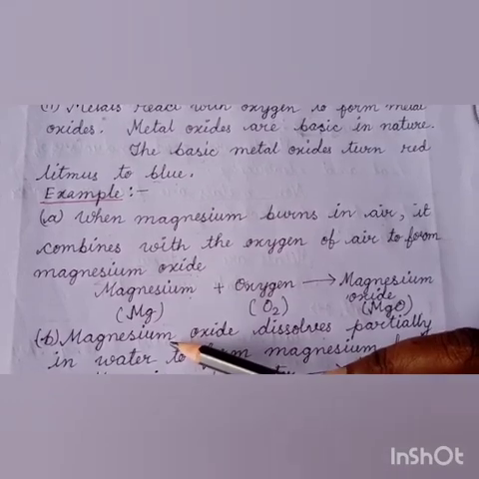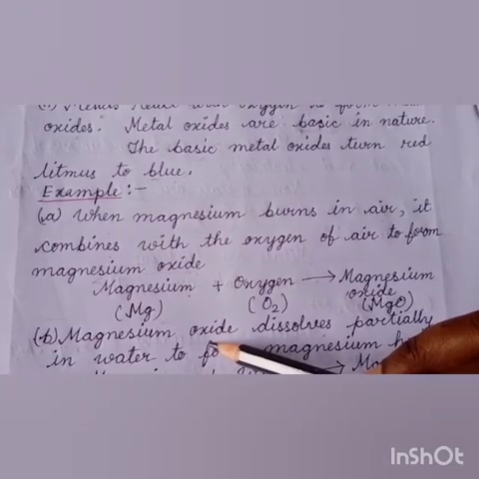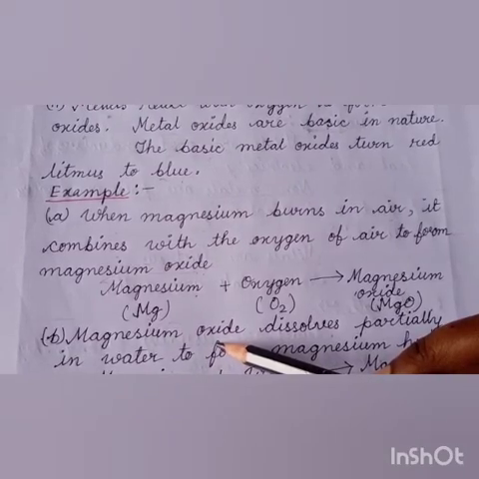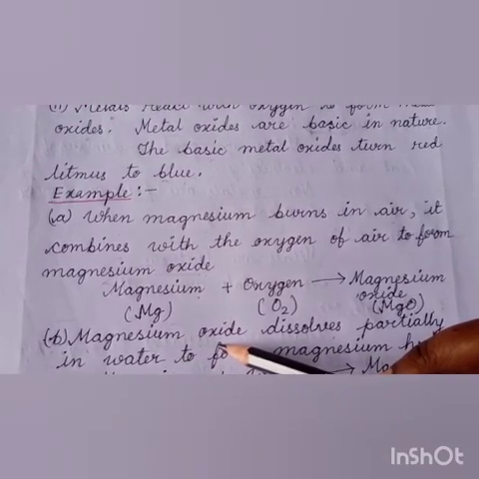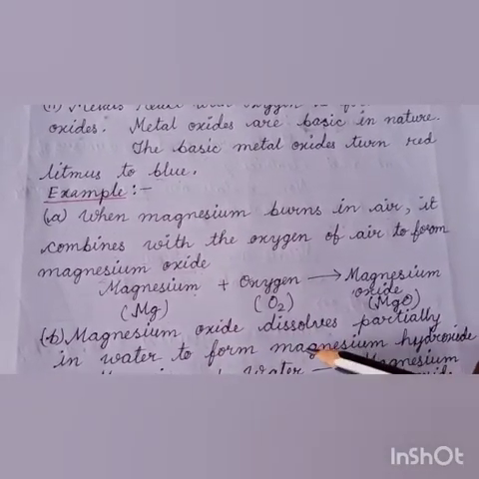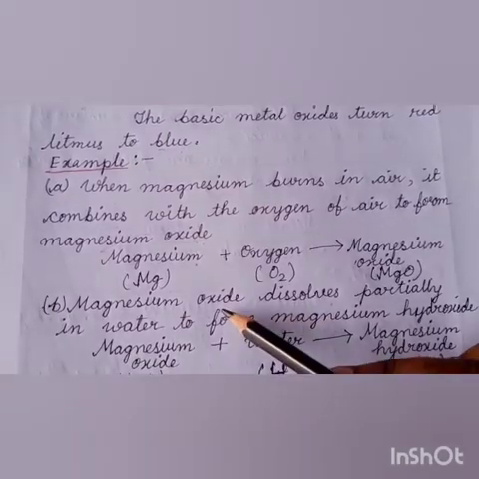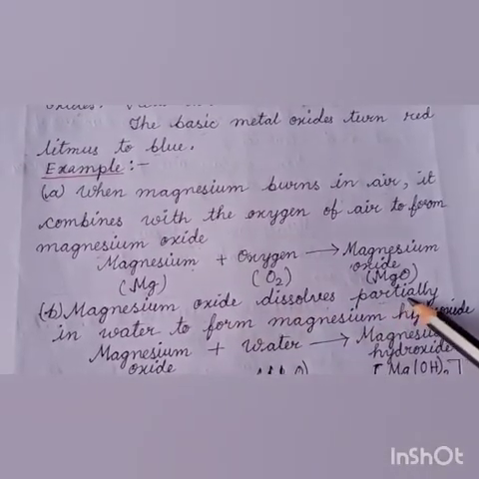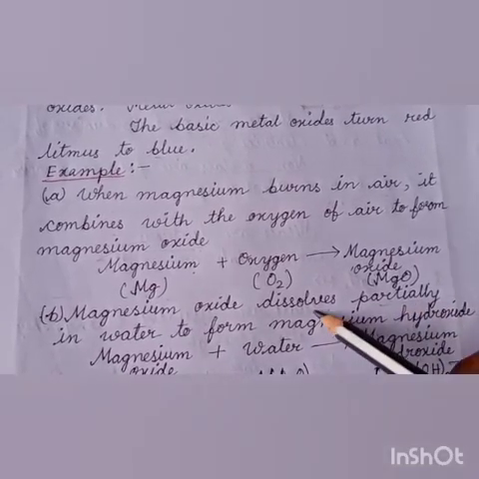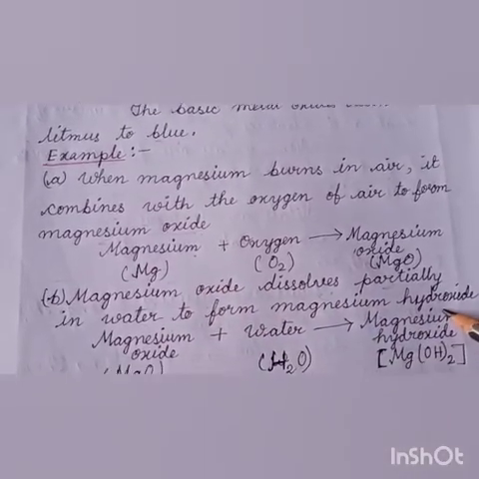Then we have to dissolve magnesium oxide in water, because magnesium oxide is a solid substance and we cannot test the nature of a solid substance with the help of litmus paper without dissolving it in water. So magnesium oxide is dissolved in water for finding out its nature. Magnesium oxide dissolves partially, it does not dissolve completely in water, to form magnesium hydroxide.